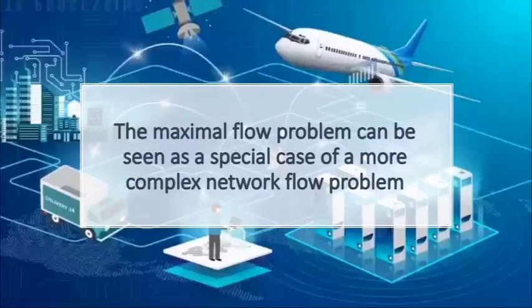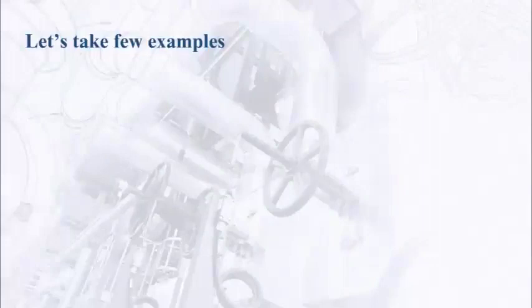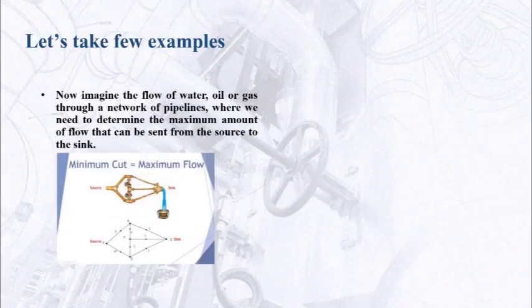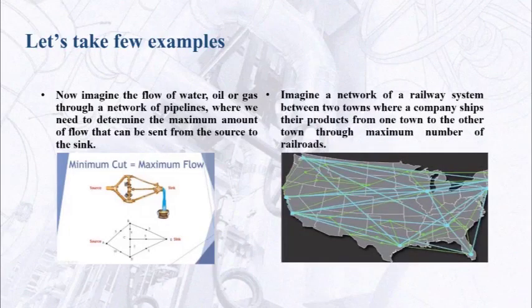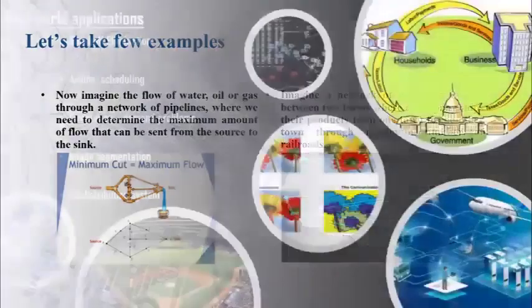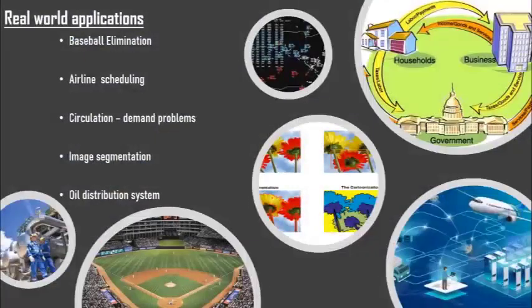Not only road system problems, we can also see the maximal flow problem is a special case of a more complex network flow problem. Let's consider a few examples. We can use this algorithm to determine the maximal flow amount of water, oil or gas through a network from the source to the sink, and also maximize the flow of a railroad system that ships products from one town to another town. Furthermore, we can use this algorithm for baseball elimination, airline scheduling, circulation demand problems, image segmentation, and oil distribution systems.